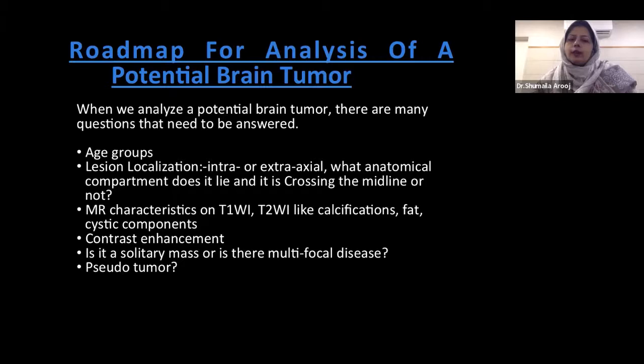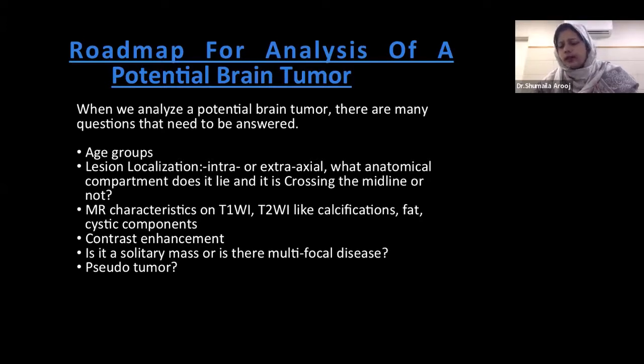Which anatomical compartment does it lie in, and is it crossing the midline or not? After going through these steps, you come to the MR characteristics, because the posterior fossa is best imaged on MRI. On CT, we get a lot of streak artifacts, and we are unable to characterize the location and characteristics of lesions very well. So MR is the investigation of choice in posterior fossa lesions.